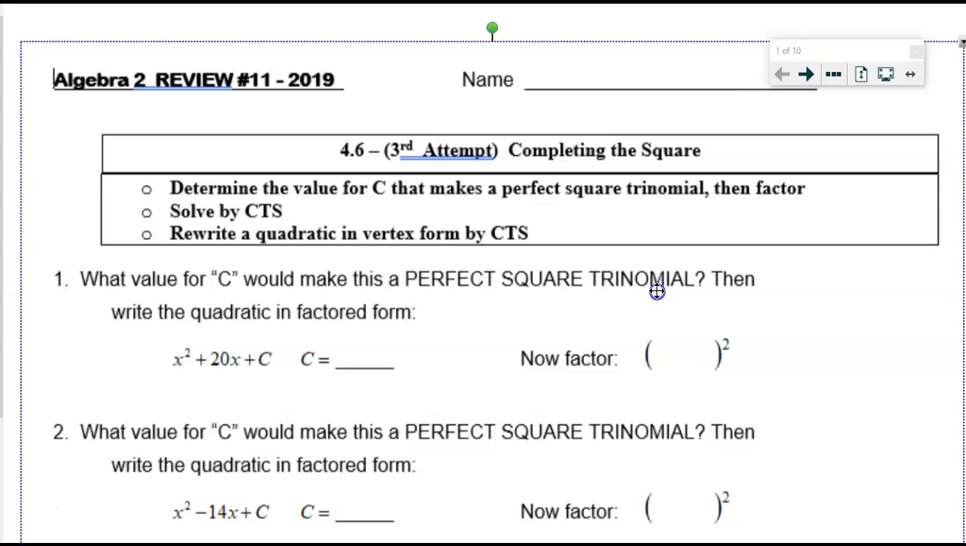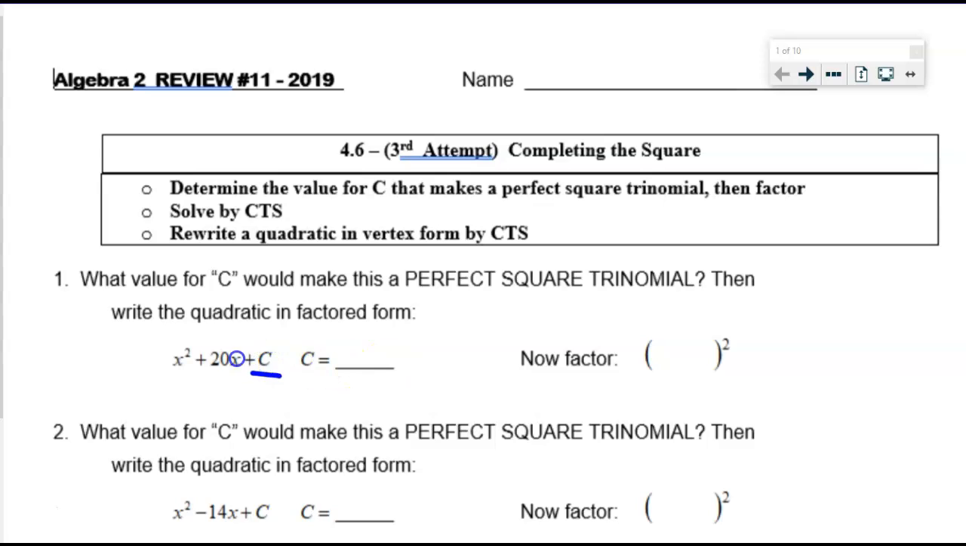So here, this is a repeated section. Third attempt at completing the square. Here we go. So how do you find C, the value of the blank? Well, what you do is you take the middle term, which is positive 20. You cut it in half, and then you square it. So that would be 10 squared, so 100.